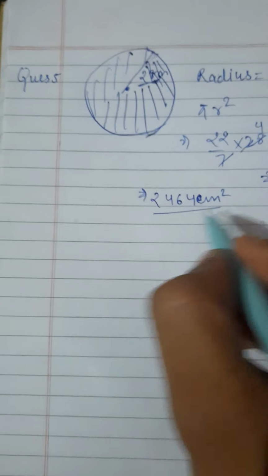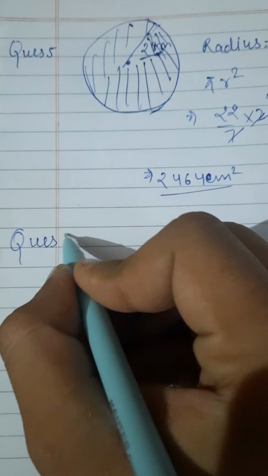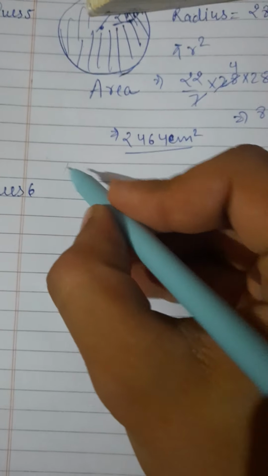Now we are moving forward to question number 6. Here is question number 6. It's saying that a steel wire, when bent in the form of a square, encloses an area of 121 centimeters square. So let me just make it once.